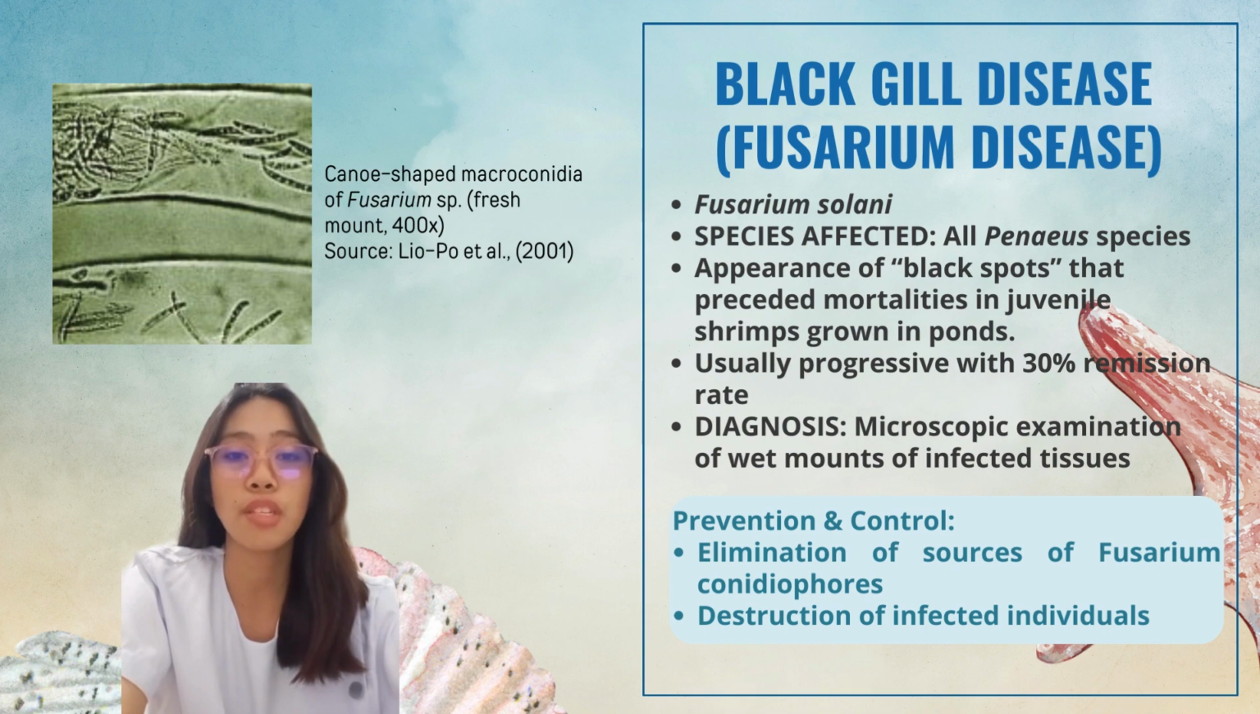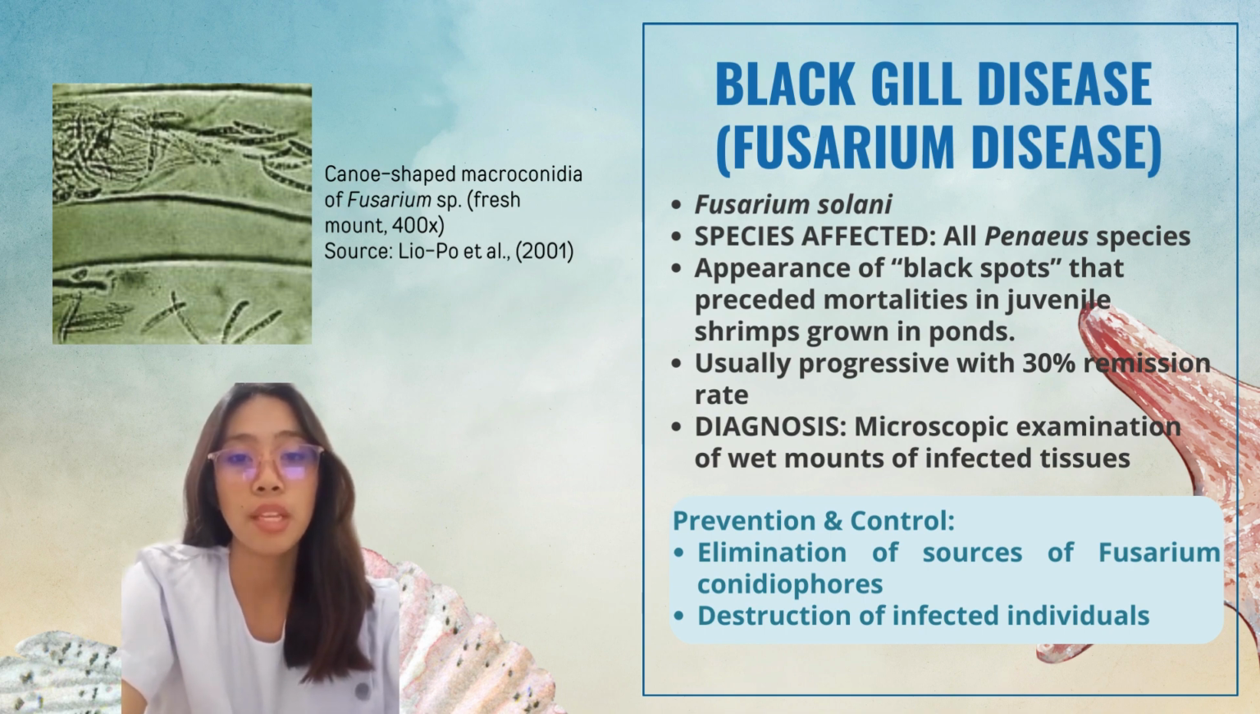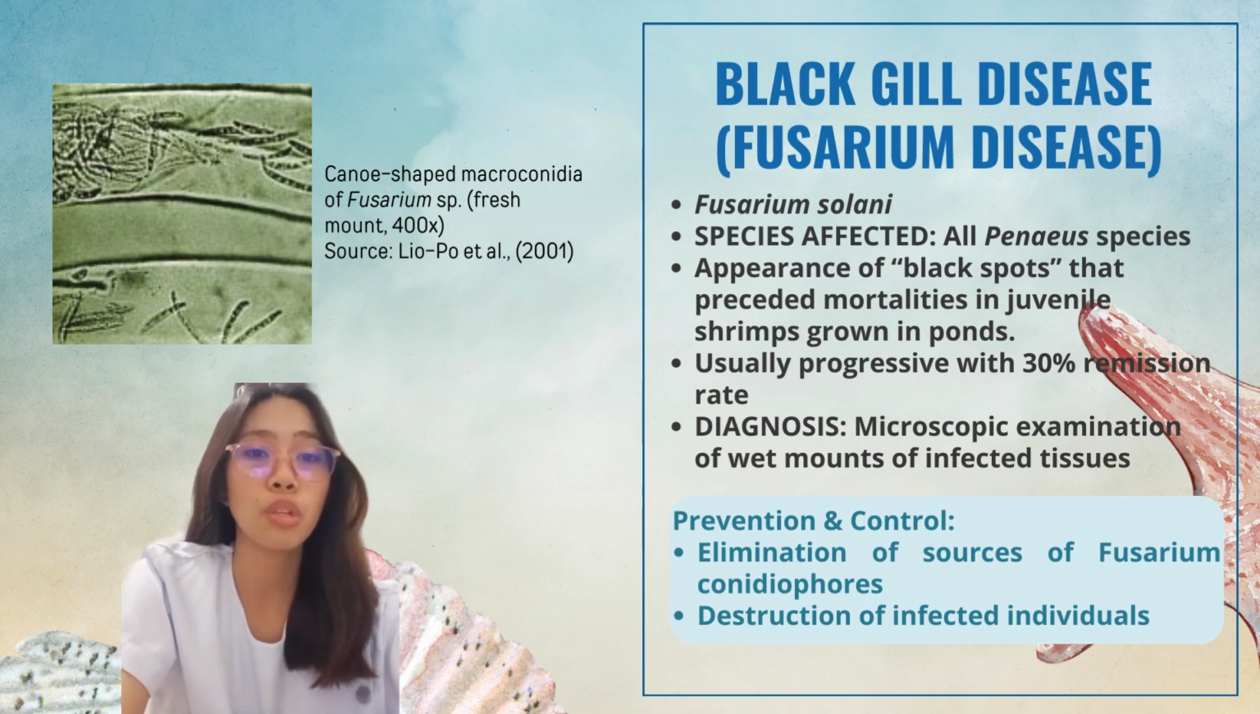Lesions may also serve as a route of entry for other opportunistic pathogens. For the diagnosis, microscopic examination of wet mounts of infected tissues will reveal the presence of canoe-shaped macroconidia, as shown in the picture. Preventive measures include the elimination of sources of Fusarium conidiophores and destruction of infected individuals. Several fungicides show promise in vitro but none proved to be effective in actual field trials.